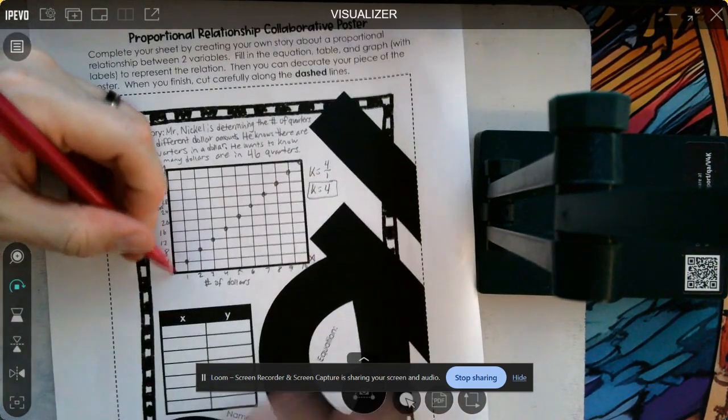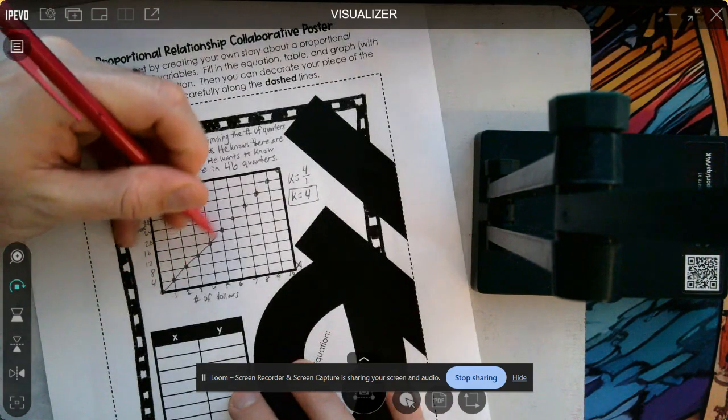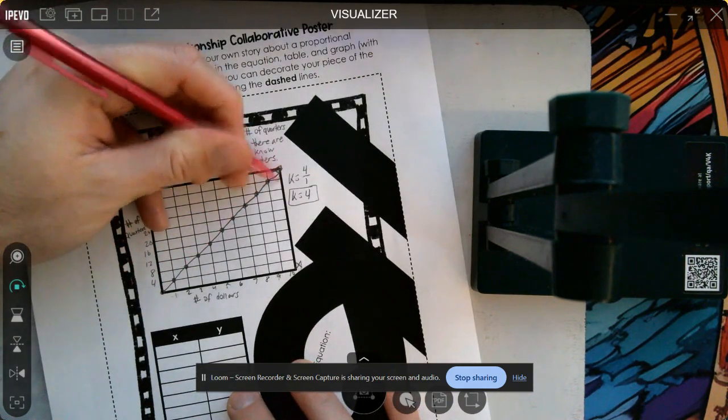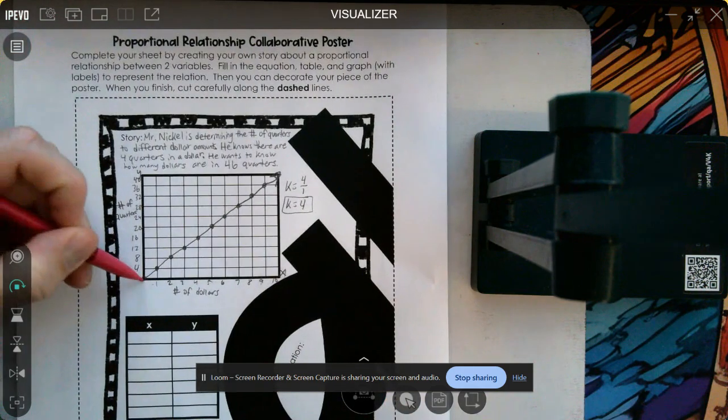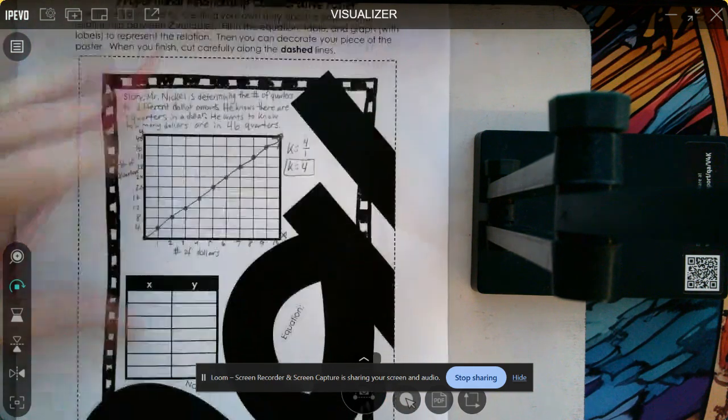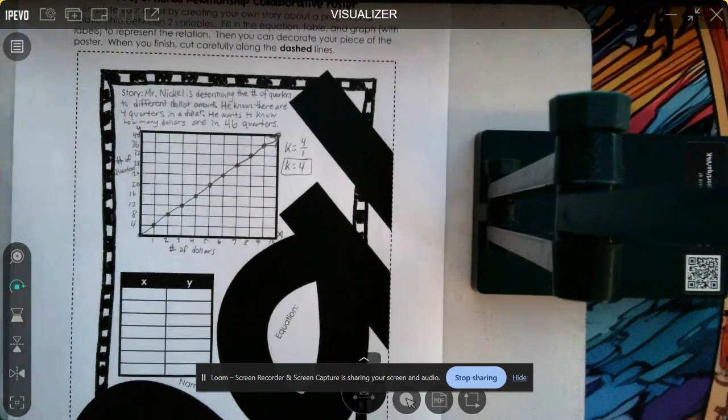I'm going to finish my graph. I know this is proportional because it's a straight diagonal line, and it's going through my origin, and I have a k value of 4. So now I'm going to fill out my table to represent this relationship.